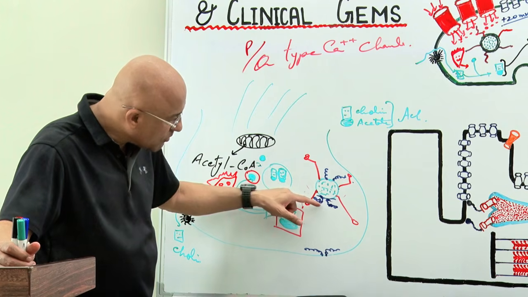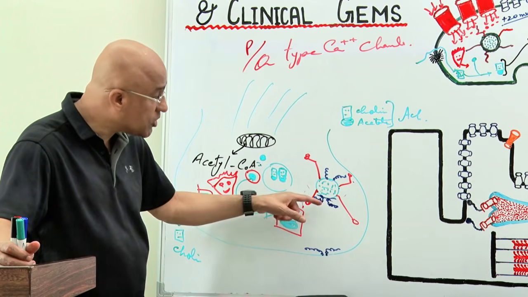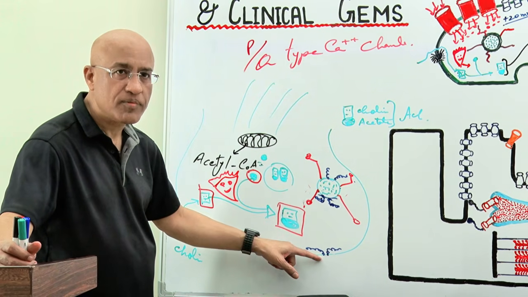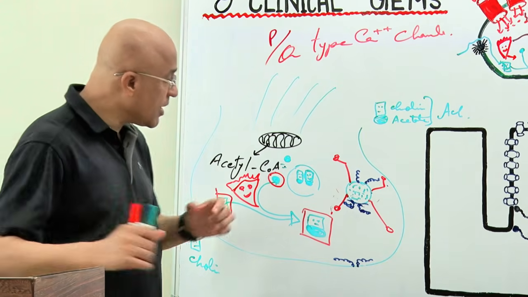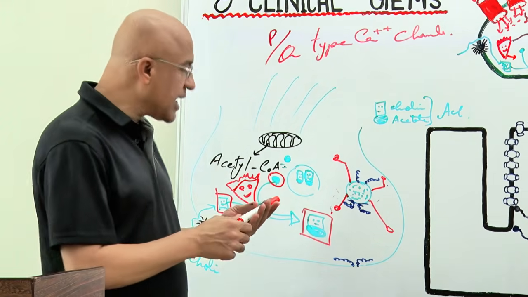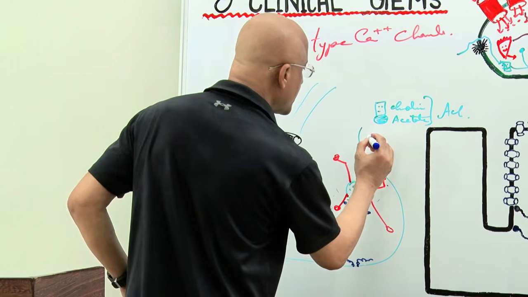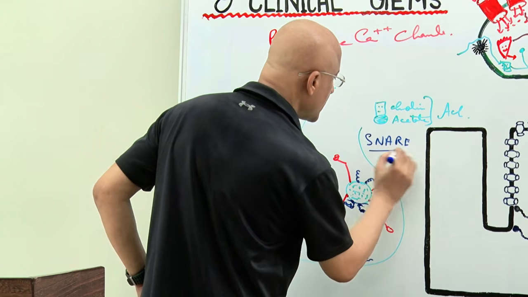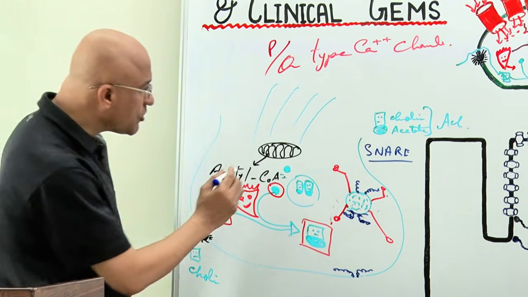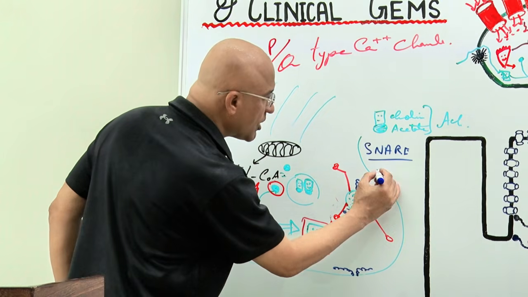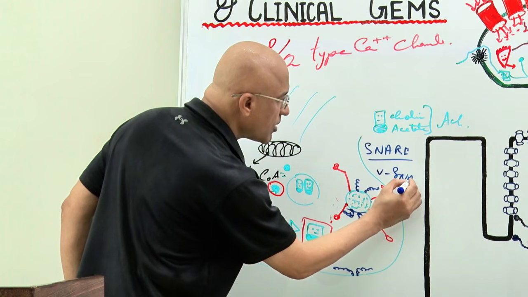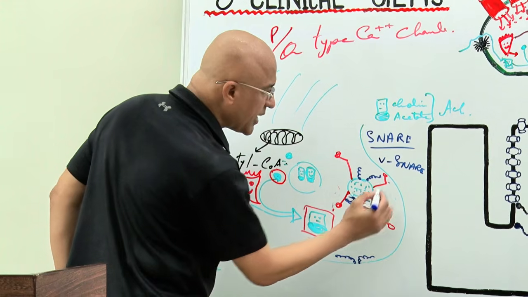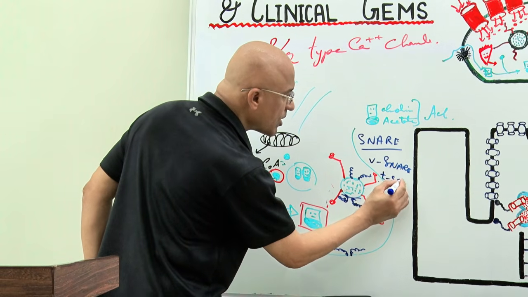Now what are these proteins and what are these proteins? These proteins are helping to fuse the vesicular membrane with the terminal button membrane. Actually, these proteins are called SNARE proteins. What are these proteins called? SNARE. SNARE proteins. Now, some SNARE proteins are on the vesicle, so they are vesicular SNAREs, and some are on the target membrane, so T-SNAREs.